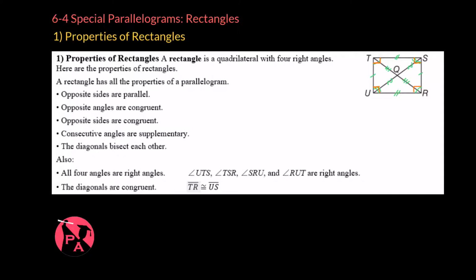And one more thing, the diagonals are going to be congruent, which means TR and US are going to be the same. There is only one way for this to happen, which means all of these are going to be the same. TQ is congruent to QR, QS is congruent to UQ. All of them are going to be the same, so let's put the same symbol on all of them. Like this. So these are all properties of the rectangles. Let's have a couple examples.